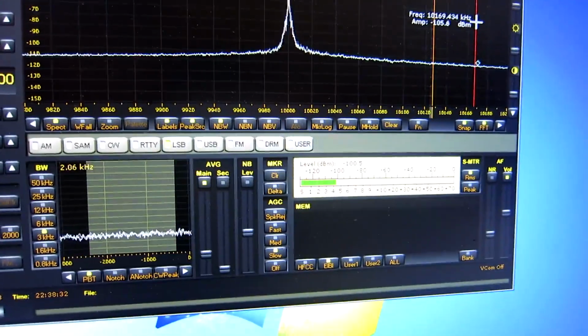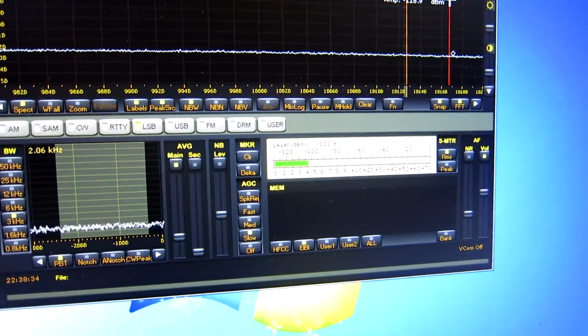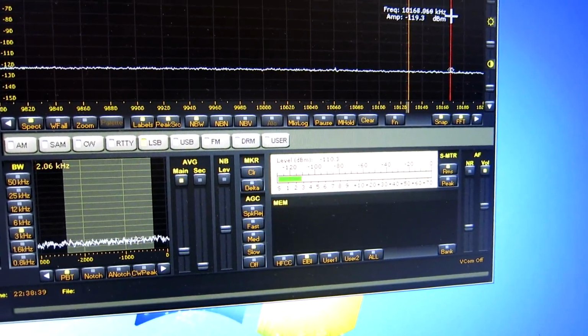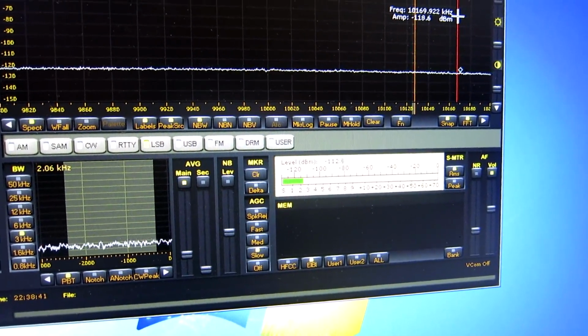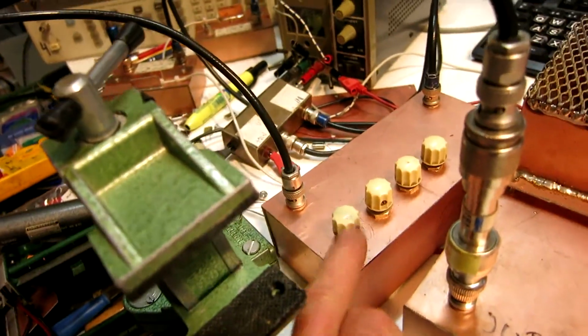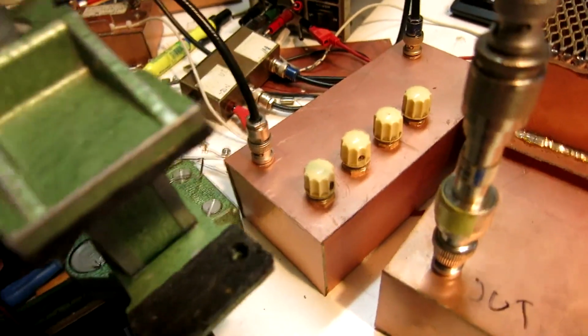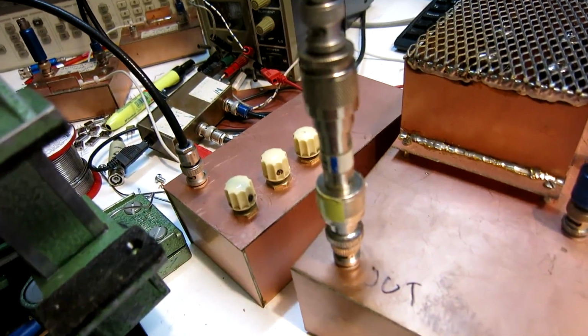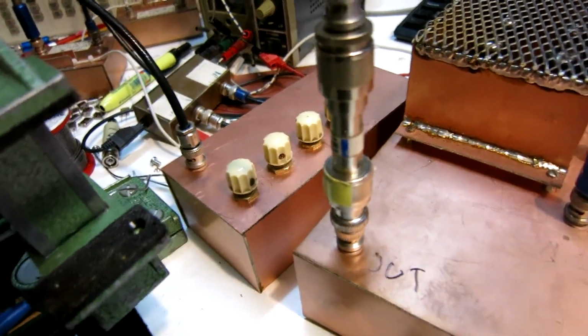I switch off the generator, and then the noise is much lower. So, conclusion, those oscillations come from the notch filter, the crystals, but the wide range noise comes from the attenuator, perhaps.